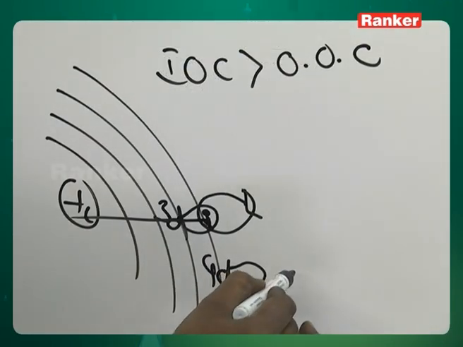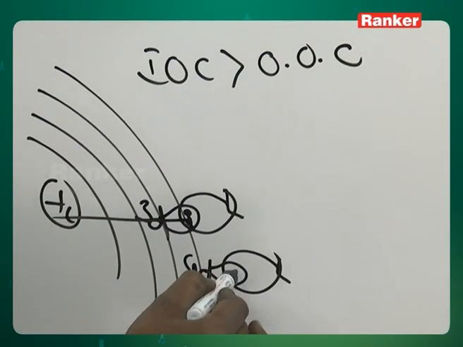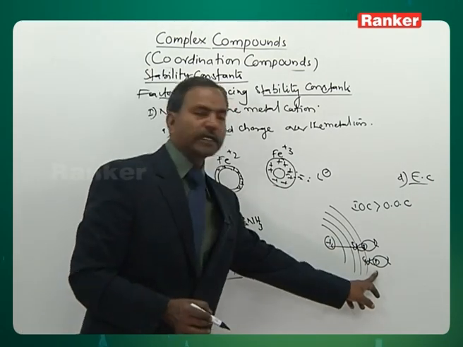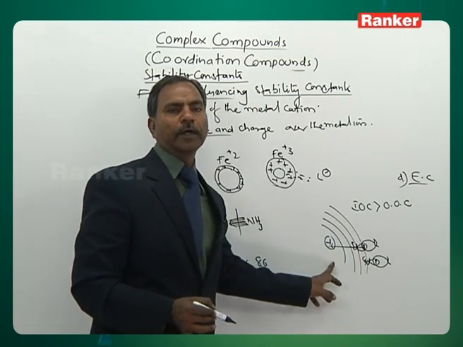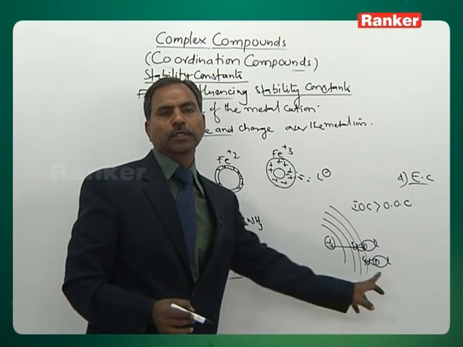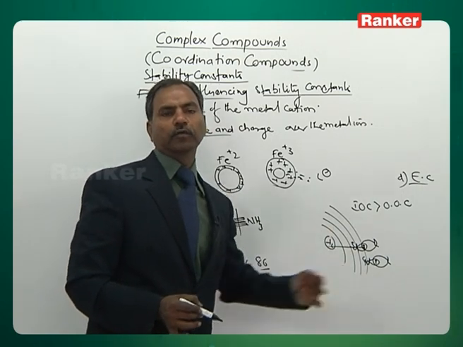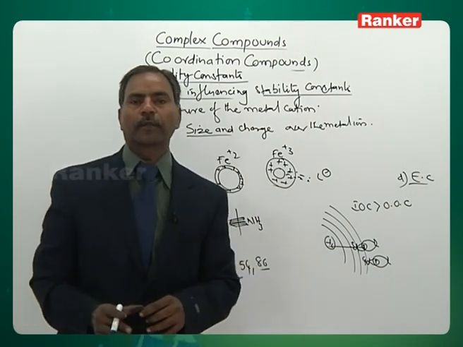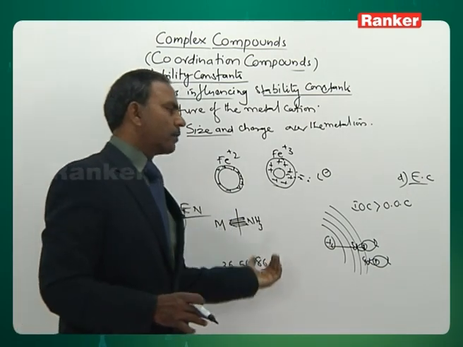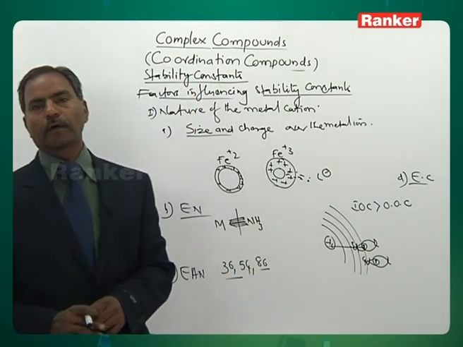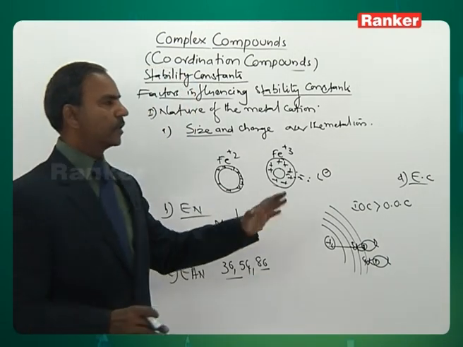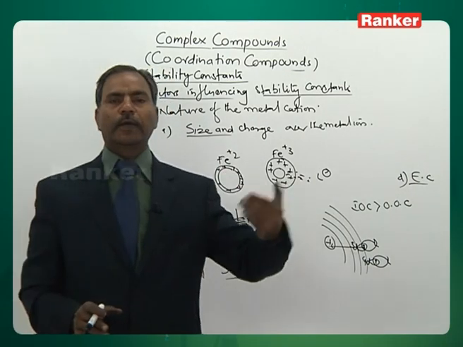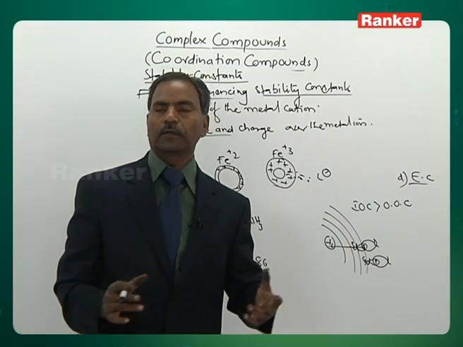So, in this 4d orbital involvement, the bonded pair of electrons will be away from the nucleus of the metal ion, and there is less attraction force over the bonded pair. With less attraction force over the bonded pair, the strength of the bond will be less. Therefore, outer orbital complexes are found to be less stable, and inner orbital complexes are more stable. This is the concept of how stability constants are influenced by the nature of the metal ion.